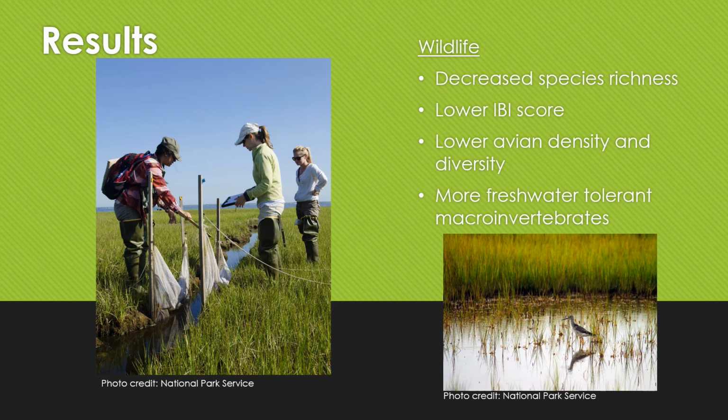We expect to see decreased nekton biodiversity and species richness, as well as biomass. The modified marsh would have a lower index of biotic integrity score, and there would be decreased richness and higher percentages of macroinvertebrates that are tolerant of freshwater. We also expect there to be lower bird density and diversity.